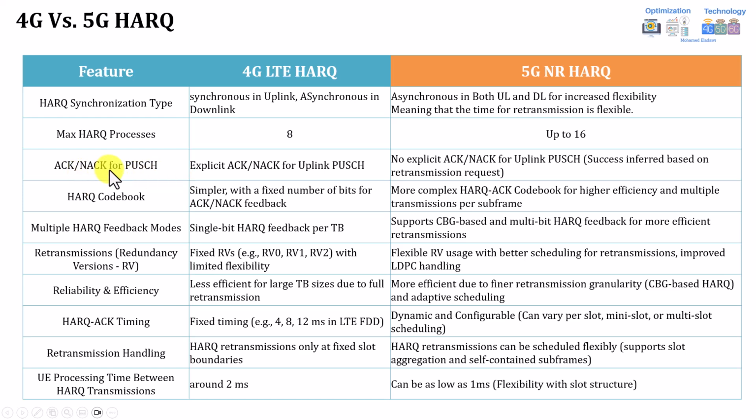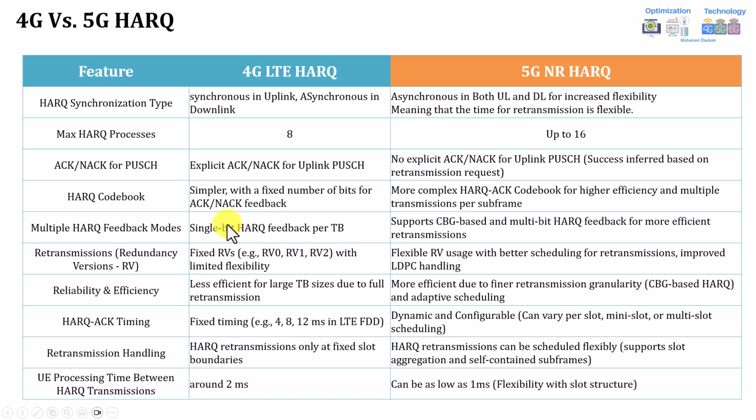For ACK and NACK for the uplink transmission, 4G used to send explicit feedback for the uplink data on the PHICH channel, if you remember, ACK or NACK. While in 5G uplink, we don't actually need it. There is no explicit ACK or NACK, because at the end, both of them are in the same node, the gNB. So the gNB will only send feedback whenever it's needed, as a non-acknowledgement requesting retransmission, for example, in the PDCCH, whenever it's needed.